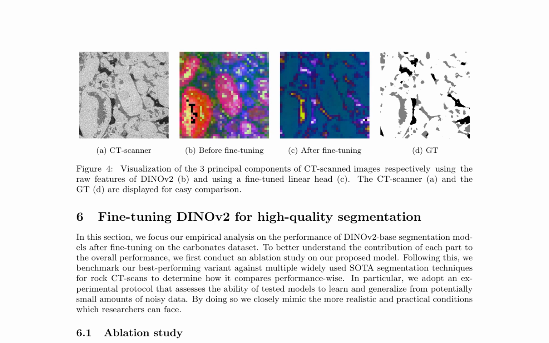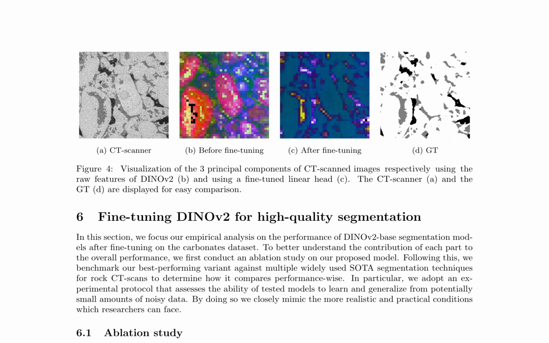This section delves into the performance of DINOv2-based segmentation models after fine-tuning on the carbonates dataset. An ablation study is conducted to understand the contribution of each part to the overall performance, followed by a benchmarking against multiple widely used state-of-the-art, SOTA, segmentation techniques for rock CT scans. The experimental protocol assesses the ability of tested models to learn and generalize from potentially small amounts of noisy data, mimicking realistic and practical conditions.